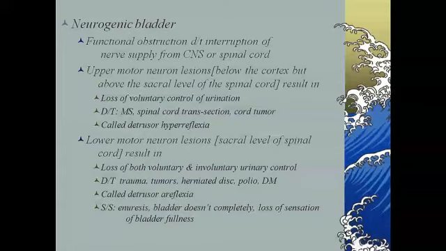A lower motor neuron lesion occurs, that means it's at the sacral level of the spinal cord, and will result in loss of both voluntary and involuntary urinary control. This is due to trauma, tumors, herniated disc, polio, or diabetes. This is called detrusor areflexia. So you will have enuresis, which is bedwetting. The bladder doesn't empty completely. You'll have loss of sensation of your bladder fullness.